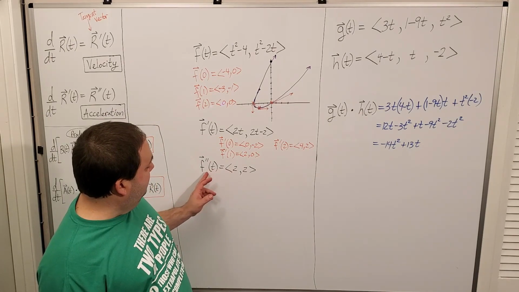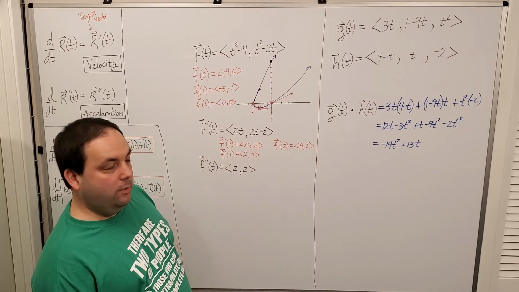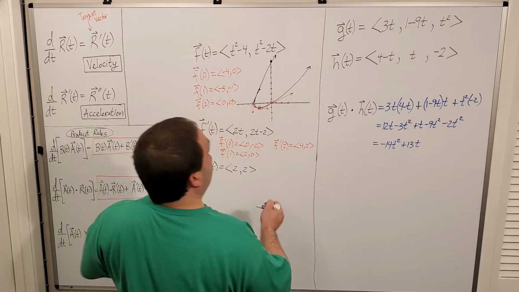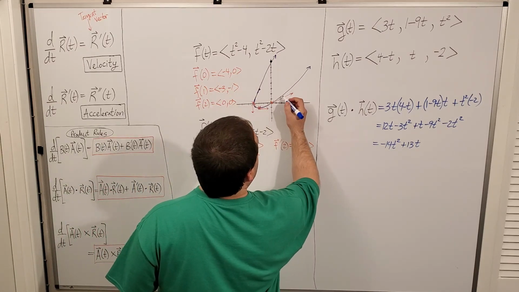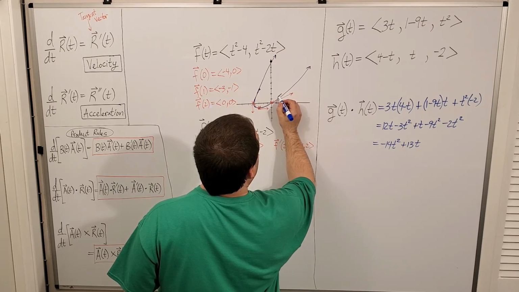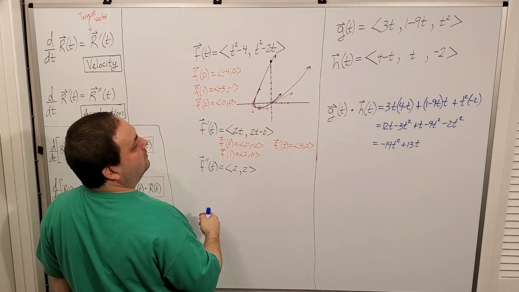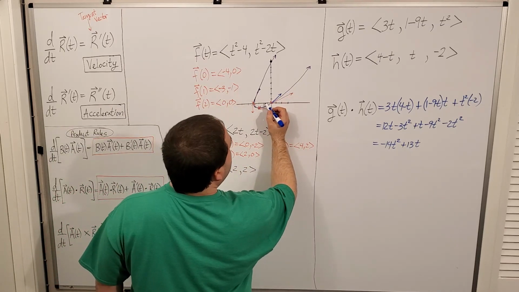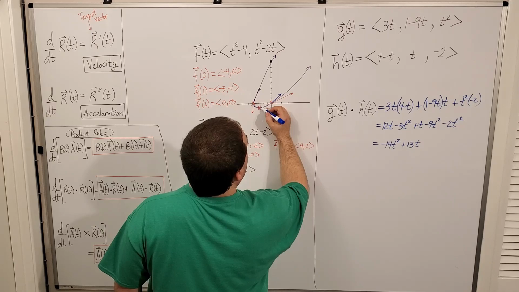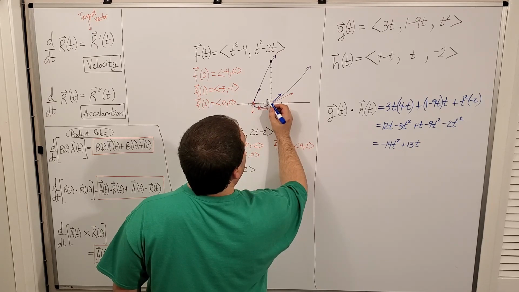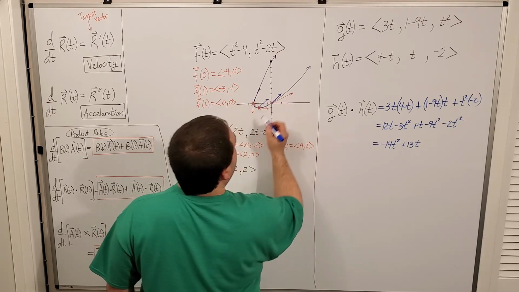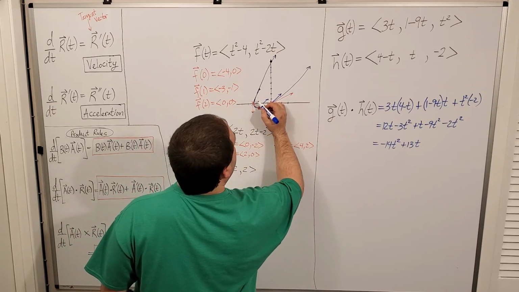Notice what I can say is that it's the same at every point. The vector 2, 2 looks like this from the origin. That's the vector 2, 2 right there. Now imagine applying that same vector at every point.